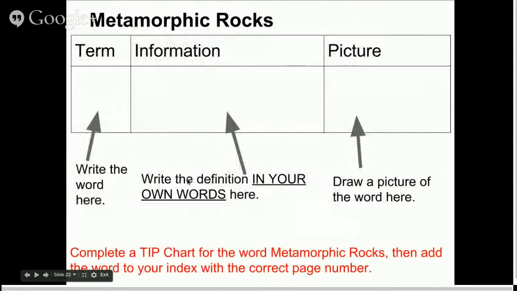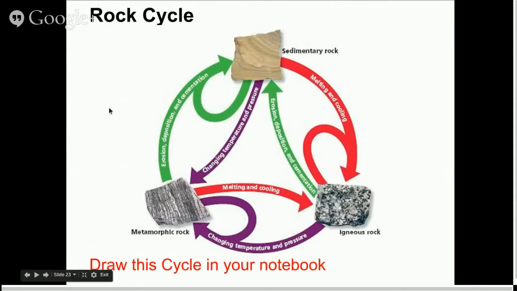All right, write the definition of metamorphic rock in your notebook, or make a tip chart for this. Go ahead and pause it. Okay. Would you now please draw this cycle in your notebook?